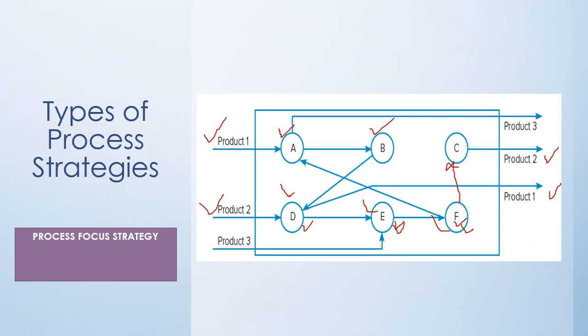You see, 2 products ordered by customers, 2 different products ordered by customers will go through different production process or production flow. So this is what we call as jumble production flow.